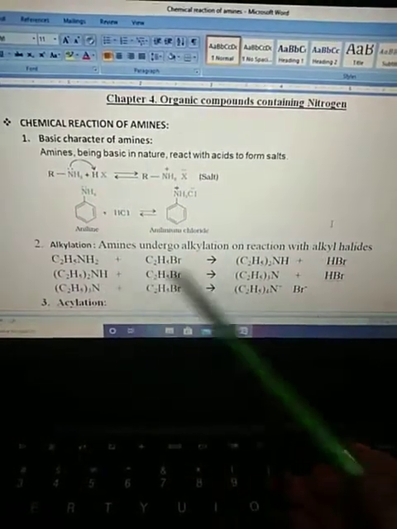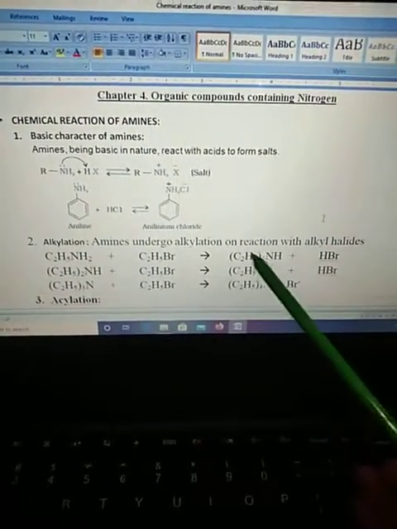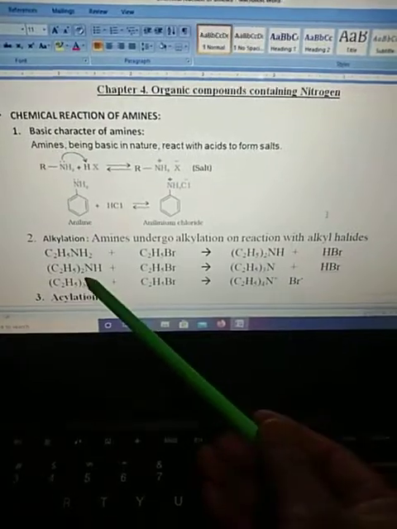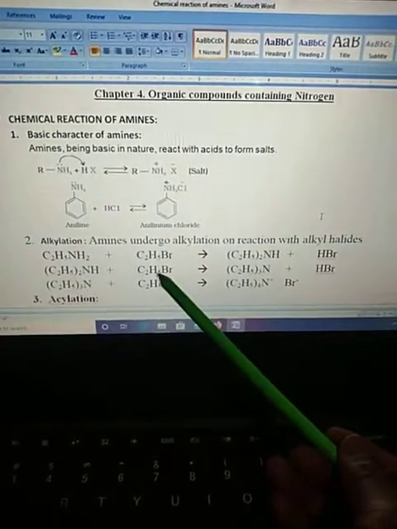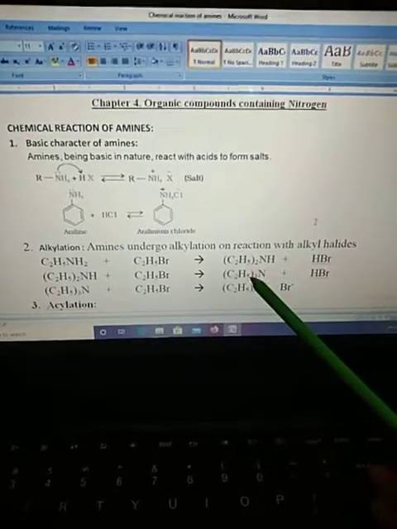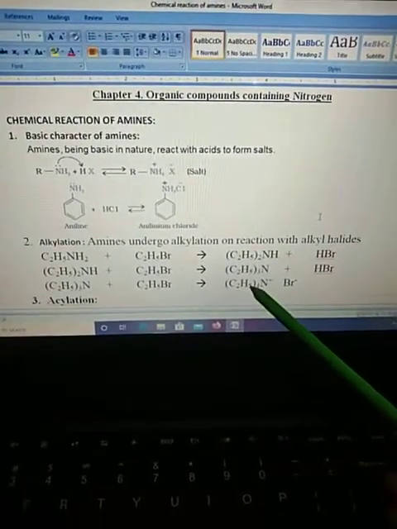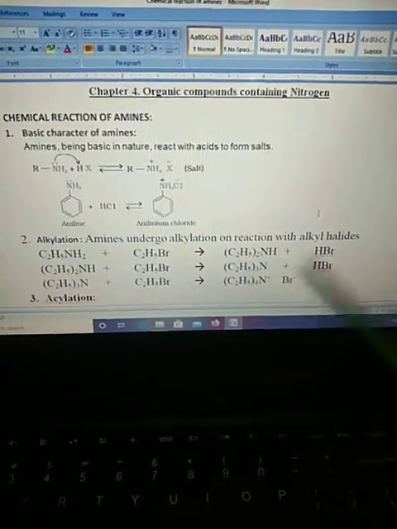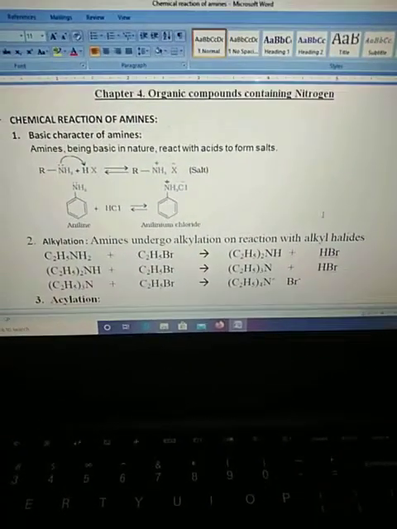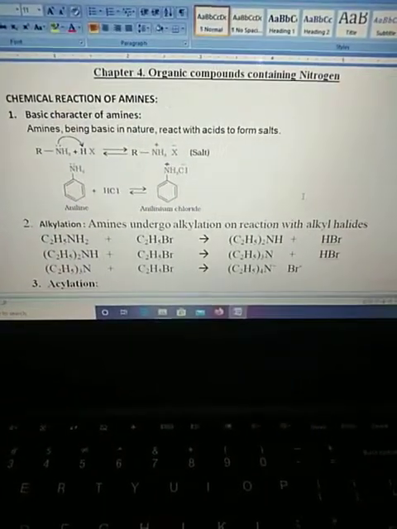In a second step, this is primary, as we know. This is a secondary amine. This secondary amine, if you treat with one more molecule of alkyl halide, it will replace one more hydrogen and it will form a tertiary amine, and further will give you quaternary ammonium bromide. This is the alkylation. That means in each step you can see there is addition of an alkyl group.